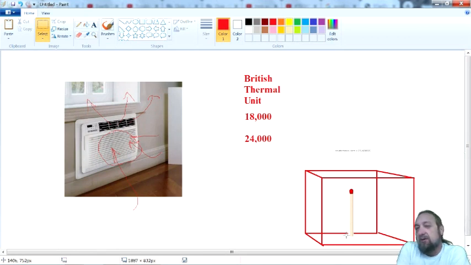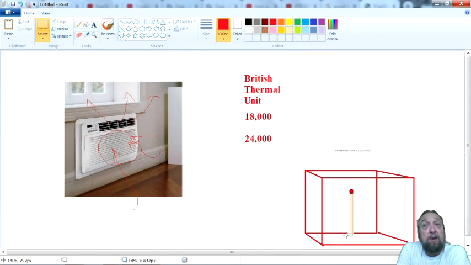Would 18,000 matches heat up that room? Or still wouldn't make a difference? No, it wouldn't make a difference. You don't think it would make a difference? I say yes, it would make a difference.